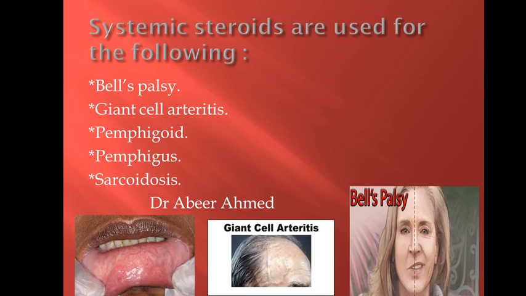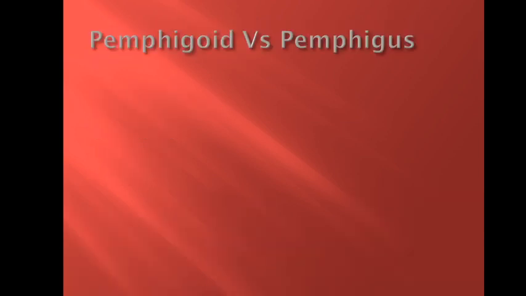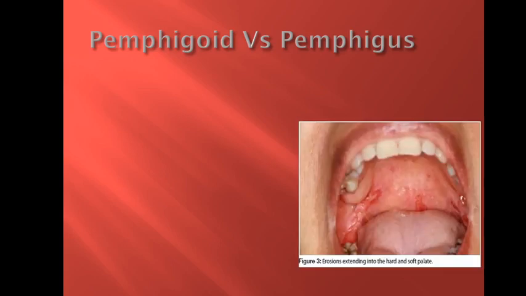Here we talked about the head and neck conditions for which a patient may be prescribed systemic steroids. So this is pemphigus and pemphigoid.